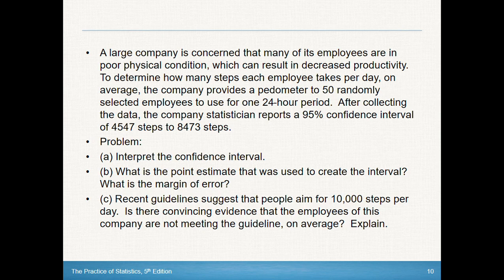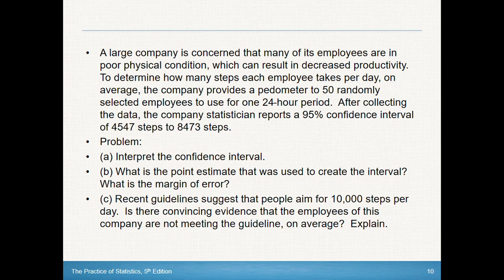So B, what is the point estimate that we used, and what is the margin of error? Well, if you recall from those with the orange dots and the green whiskers on either side, we know that the point estimate has to be in the middle, right, of this interval. So just add these two values together, divide by 2 to find the average, and you'll see that the point estimate is 6,510 steps, so the midpoint. And the margin of error is the distance from the endpoint of the interval, so either one, from the midpoint. So if you find the difference, the margin of error ends up being 1,963 steps.